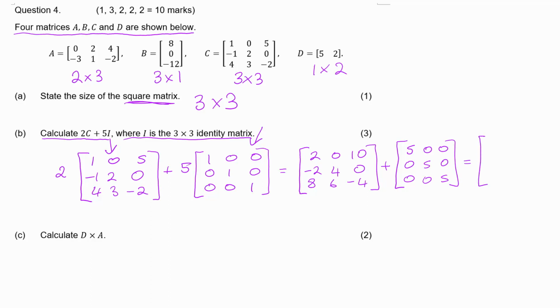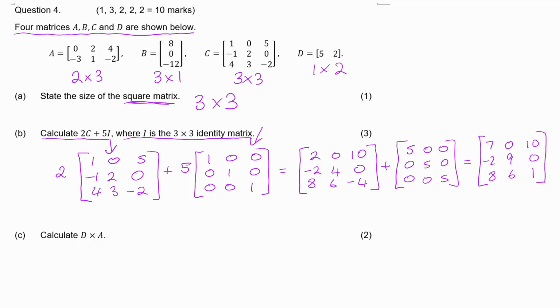And so we're going to have 2 plus 5, which is 7. Then 0 plus 0 is 0. 10 plus 0 is 10. And then we'll have negative 2 add 0, which is negative 2. 4 and 5 is 9. 0 and 0 is 0. 8 and 0 is 8. 6 and 0 is 6. And negative 4 add 5 is 1.